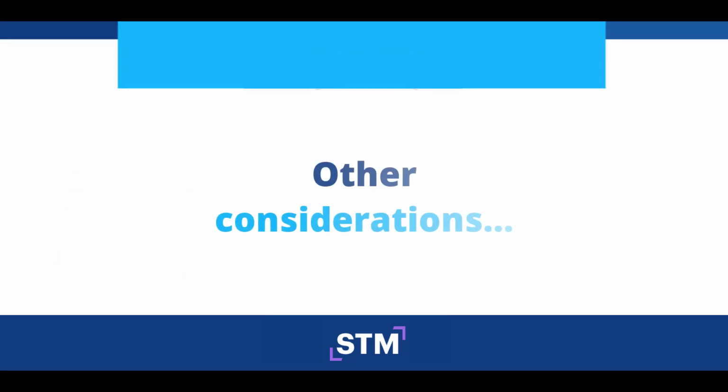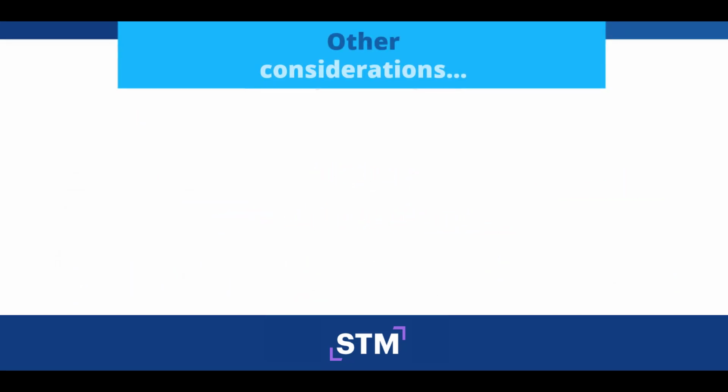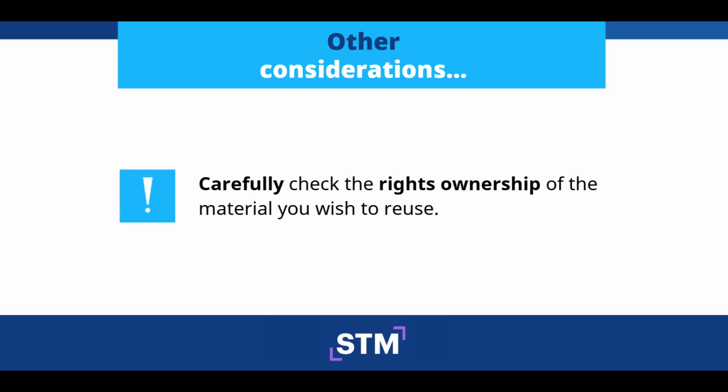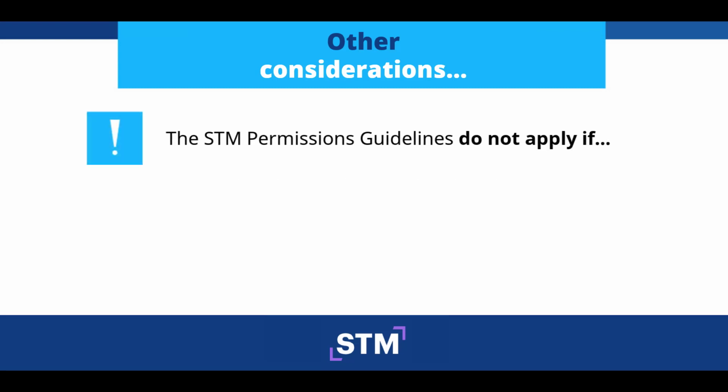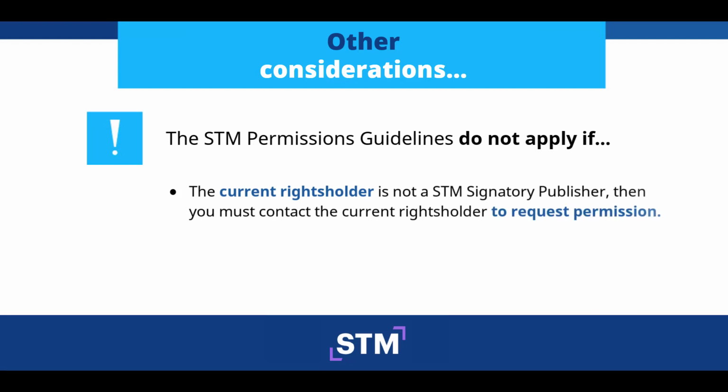Here are a few other considerations to keep in mind. When applying for permissions, carefully check the rights ownership of the material you wish to reuse. The listed owner of copyright may no longer be the actual current rights holder. If the current rights holder is not an STM signatory publisher, then the guidelines do not apply, and you must contact the current rights holder to request permission.